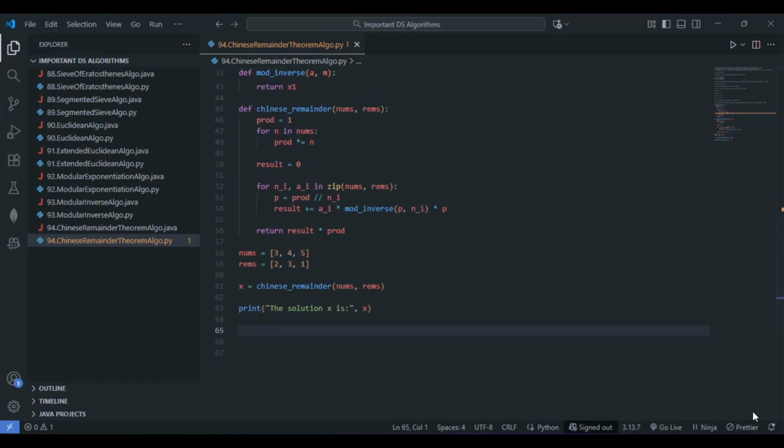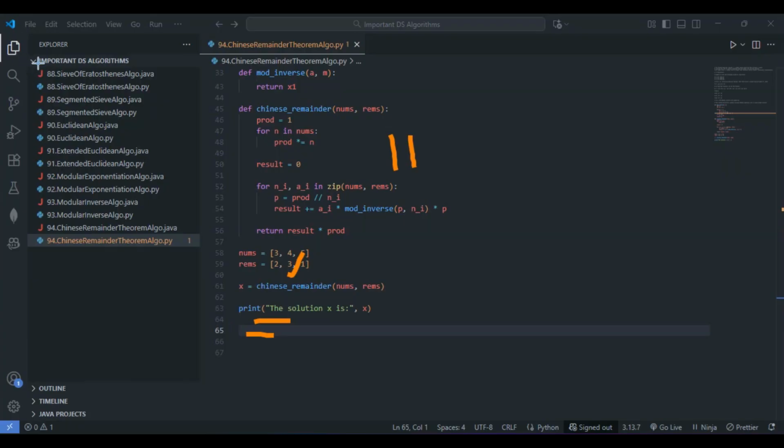Just give me a second here. I'm just going with one print statement. The solution x is 11. Why? Because the given congruences here are 2, 3, 1.